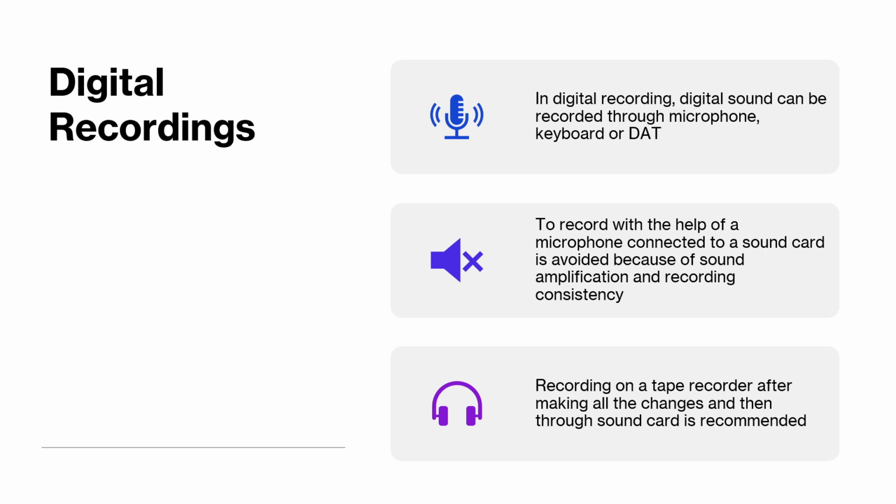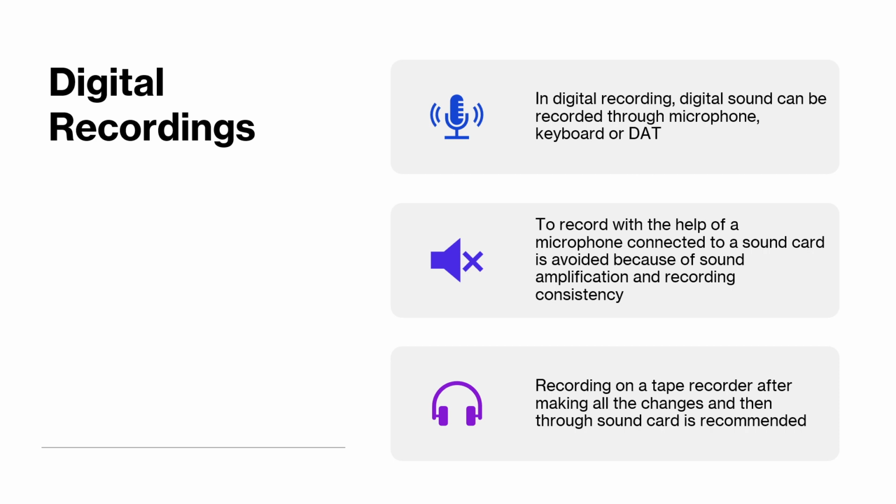Well, generally, there are a few reasons why this may be the case. One reason is that some sound cards may not have high quality preamplifiers for the microphone input itself. Because of that, this can lead to noise and distortion in the recording we'll be producing. So by recording onto a tape recorder first, you will be able to use a high quality preamplifier and also avoid some of the issues of recording consistency and sound amplification.